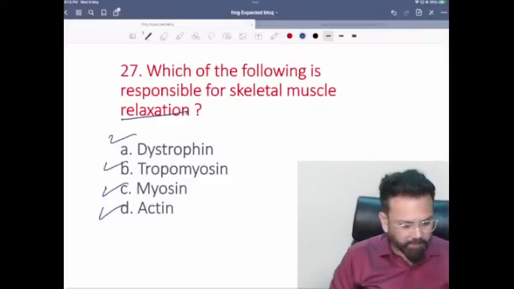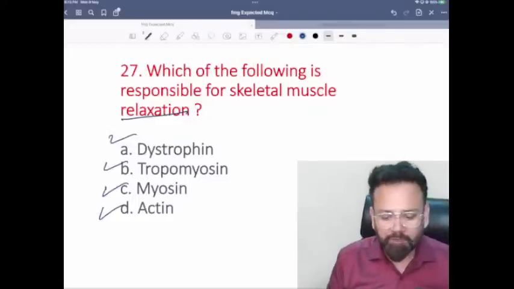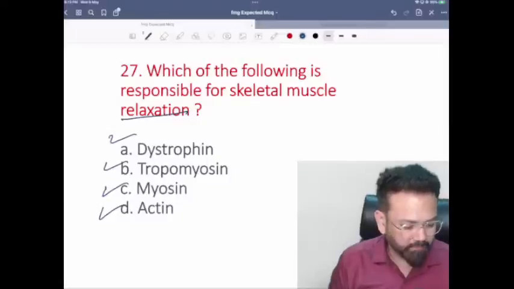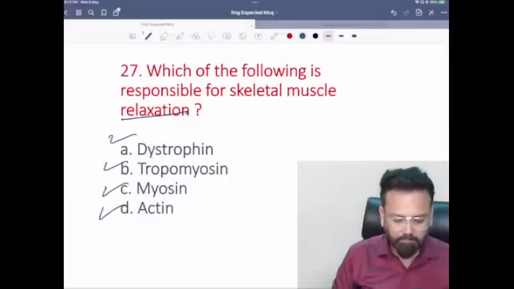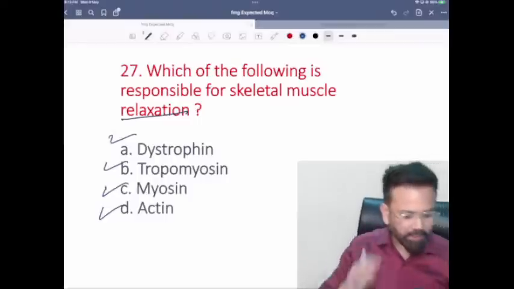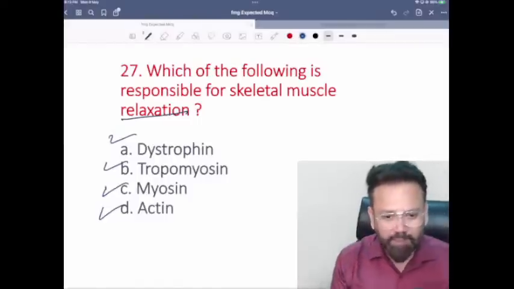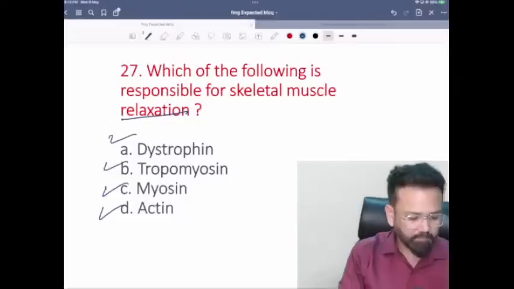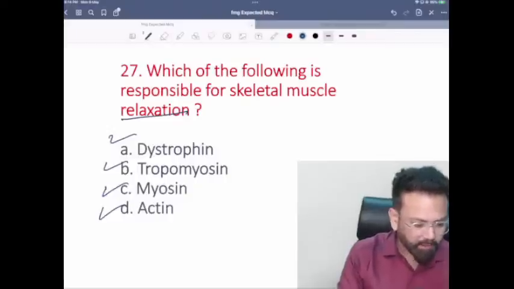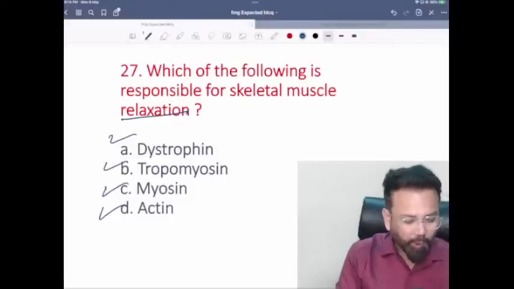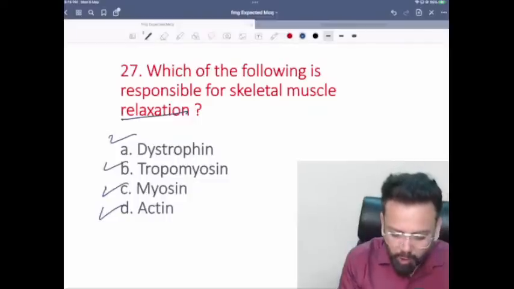A is dystrophin. Which is the relaxing protein? Who will tell me? No one is telling the correct answer. This topic is very, very important. Prafull Garg is the only one who has given the correct answer, Vijaya Kumari also: tropomyosin.